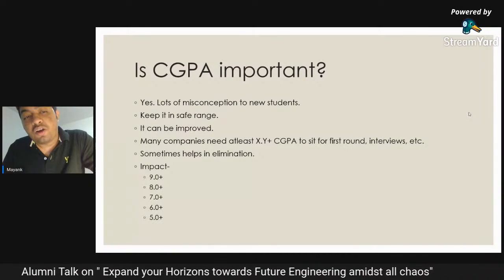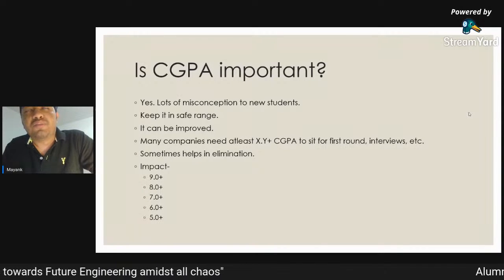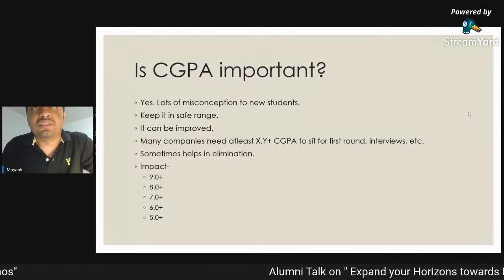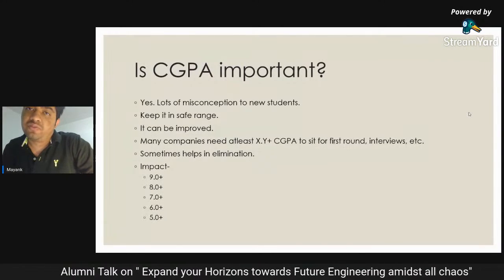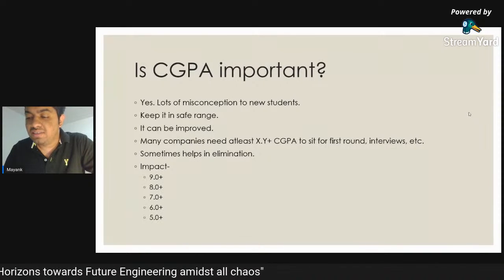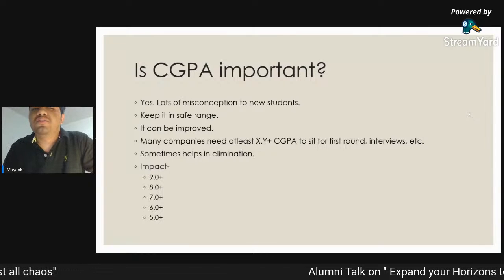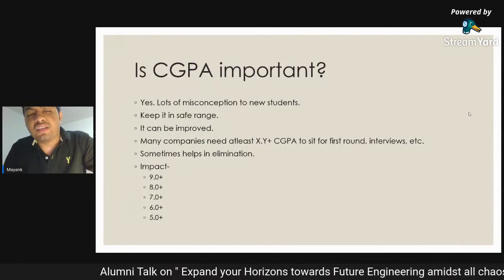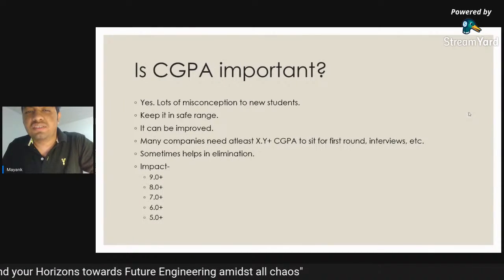And how does it help you? Many companies, while coming to campus, need only 8.5 plus students. They need only 7.5 plus students. They need people with just one backlog or something. Every company will somewhere or the other put CGPA as a filter, and it somewhat impacts you, and it somewhat helps in eliminating people. That is helpful for the companies.